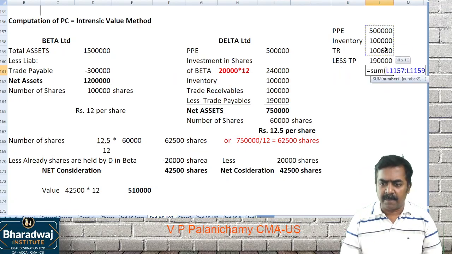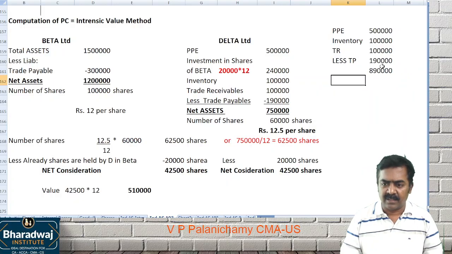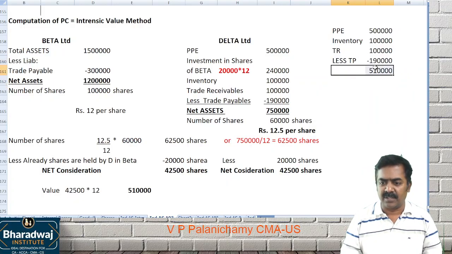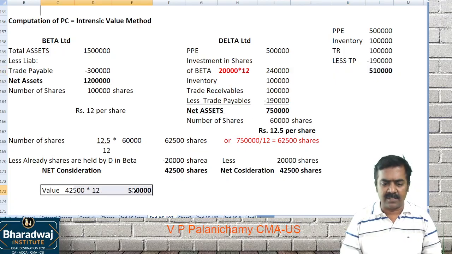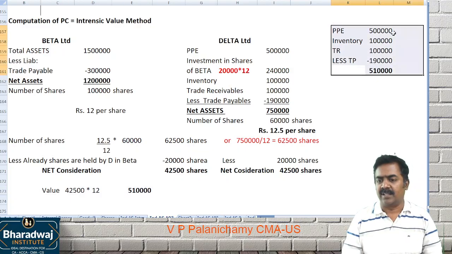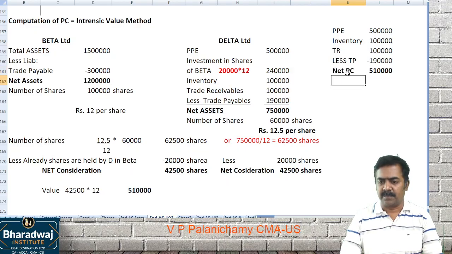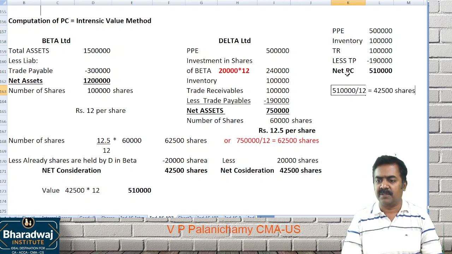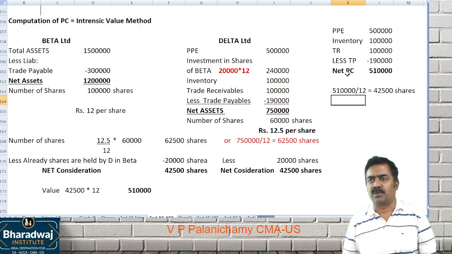Just put this and see. Sorry, this is minus, isn't it? 5,10,000. That is the net purchase consideration. 5,10,000 is the net purchase consideration. Simple. How many shares do I give you? 5,10,000 divided by 12. Now, net how many shares have to be given to you? 42,500 shares. There are 3 methods in which you can work out the question.